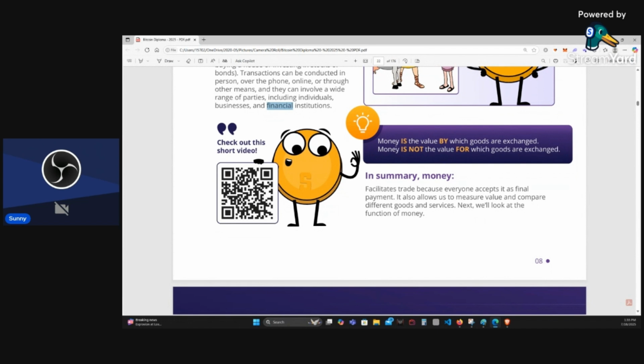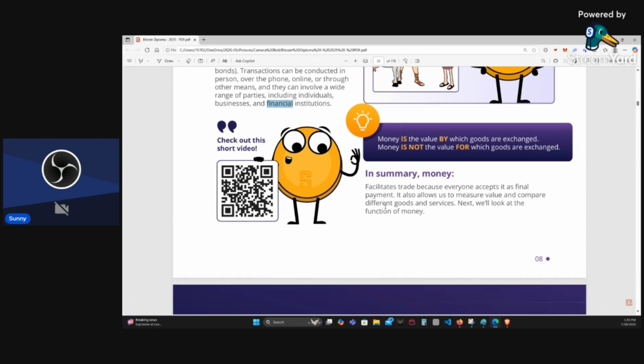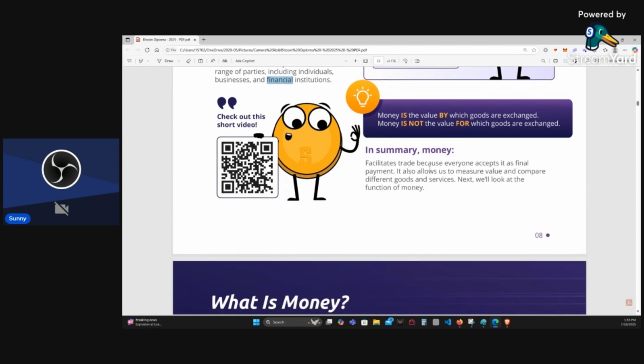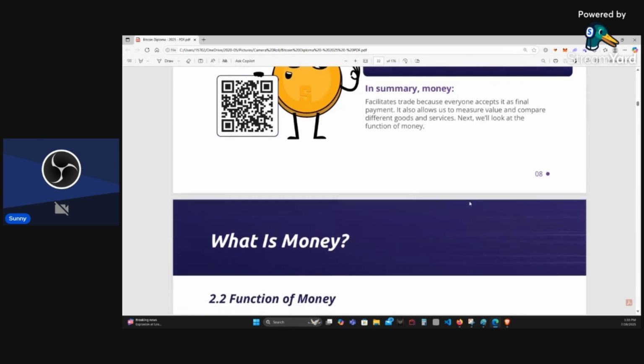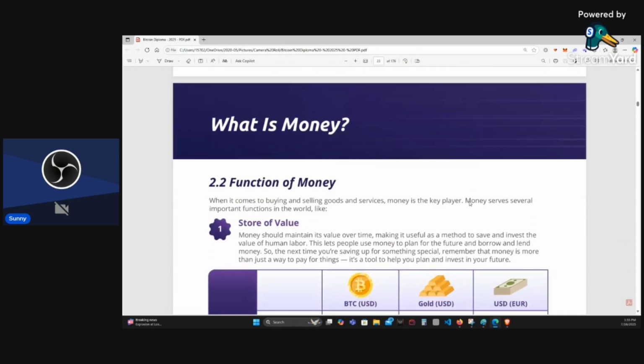Money is the value by which goods are exchanged. Money is not the value for which goods are exchanged. In summary, money facilitates trades because everyone accepts it as final payment. It also allows us to measure value and compare different goods and services. Next, we'll look at the functions of money.